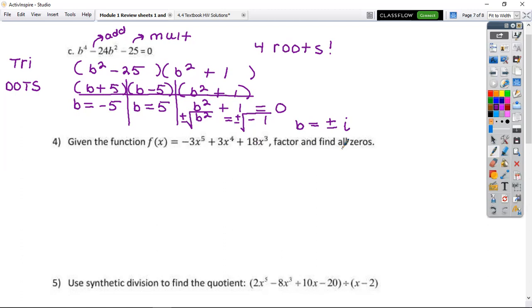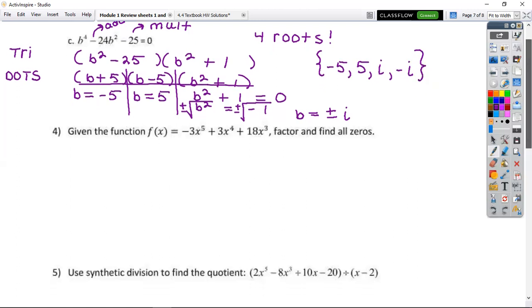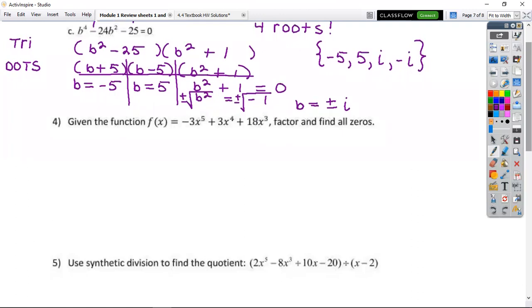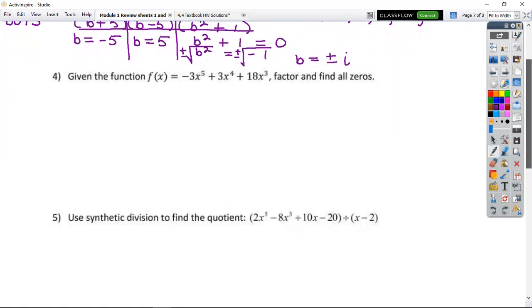Okay. So your four solutions, just to summarize this up here, are negative 5, positive 5, positive i, and negative i. So there are your four roots. You have two real, two imaginary. Okay. How's letter C? We're feeling okay? All right, so number 4.